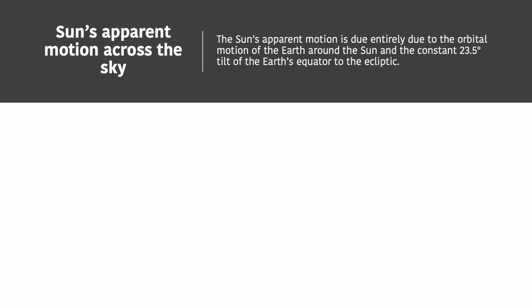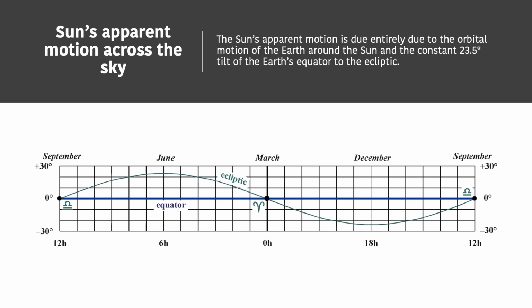The position of the sun on March the 21st marks the zero of right ascension at the first point of Aries, denoted by the symbol for Aries, which you can find on this diagram in the March section. This graph shows the celestial coordinates of the sun over the course of a year. The two signs of Libra on either side of September denote the first point of Libra, where the sun returns to the southern hemisphere on September the 23rd.